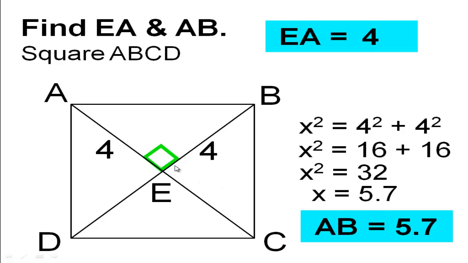The trick here is to remember that this is 90 degrees, and that I can use the Pythagorean theorem to find any of the sides. In this case, we found the hypotenuse. I hope this helps. I'll see you in class.